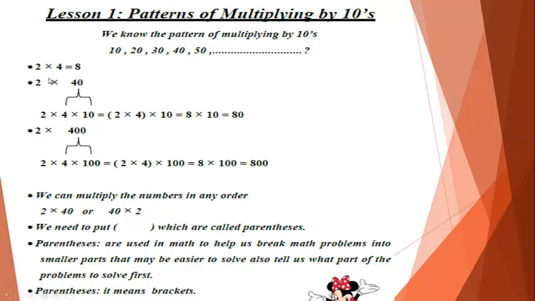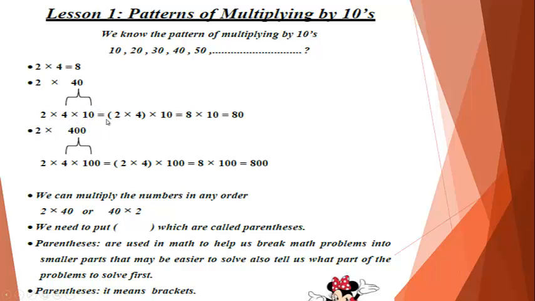Here, if I want to multiply 2 times 40 equals what? As we know, 2 times 4 equals 8 and 1 0 on the left, so it will be 80. Here, I have a new way to find the answer by splitting the 40 into 4 and 10. 4 by 10 equals 40. So here it will be 2 times 4 times 10.